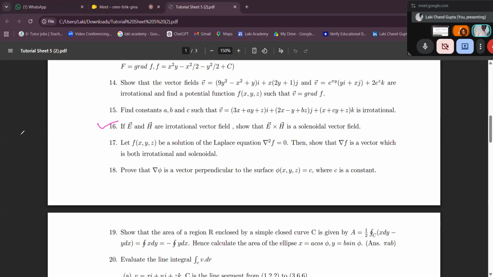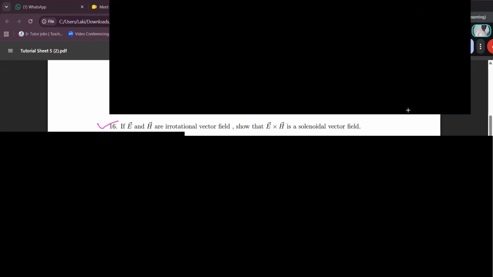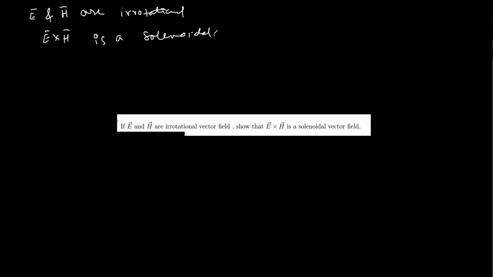16. See, question number 16 is a very interesting question. Vector E and vector H are irrotational. Already this is given in the question. Then we have to prove that the cross product of E and H is solenoidal. Read the question, then I tell you how to solve this.